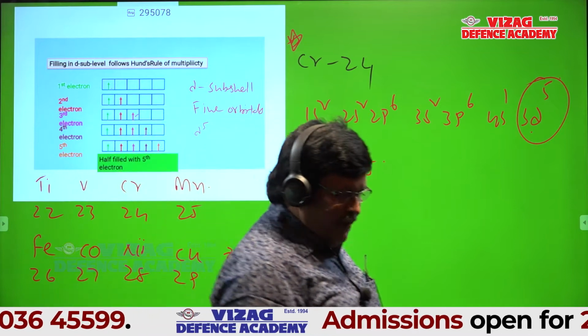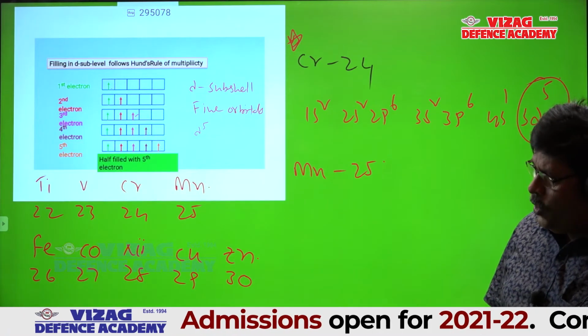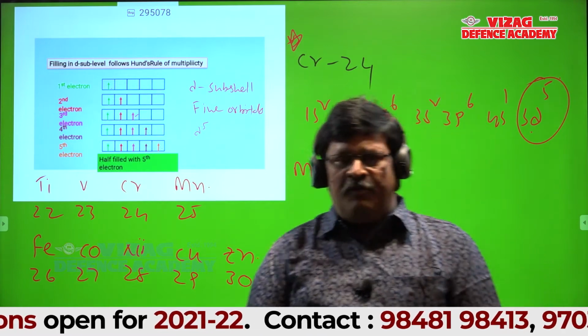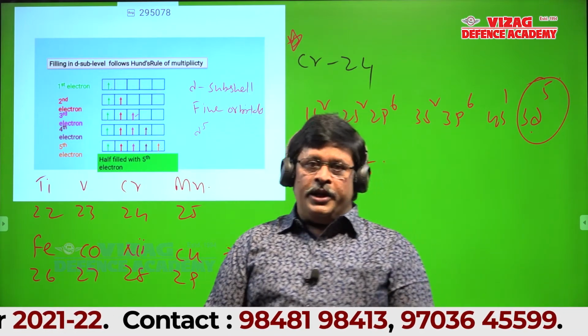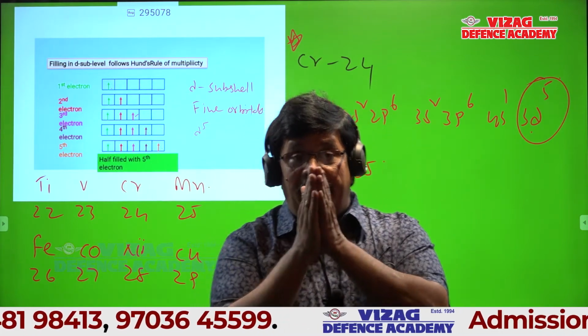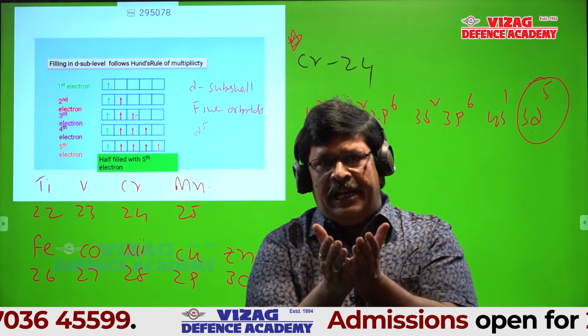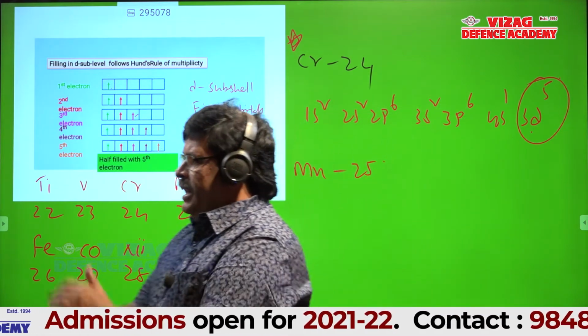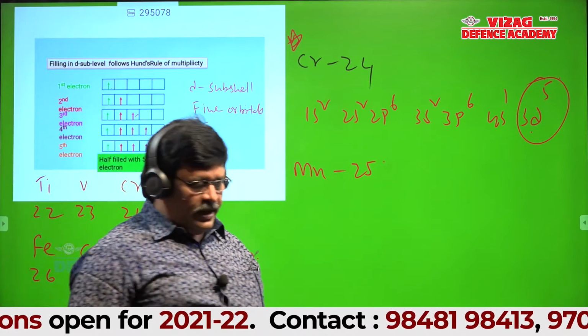Now I have given the next 6 elements after chromium: manganese, iron, cobalt, nickel, copper, zinc, and I'll give 5 minutes time to all of you. You write the configurations and identify for any element if there is an anomaly, you should put a star mark on that element and write the configuration. After that, we'll discuss.